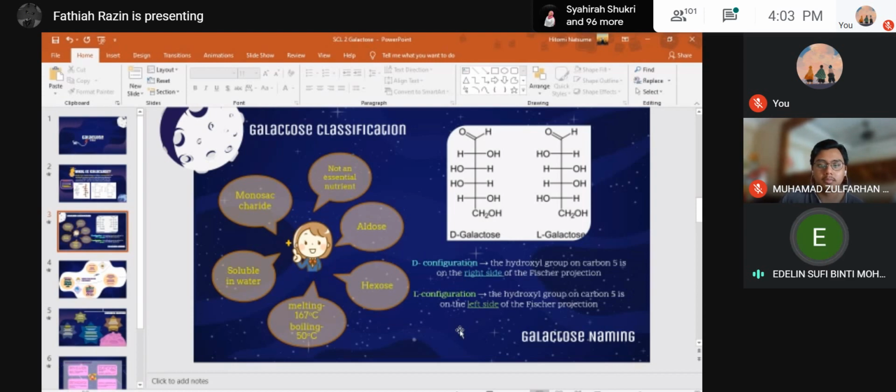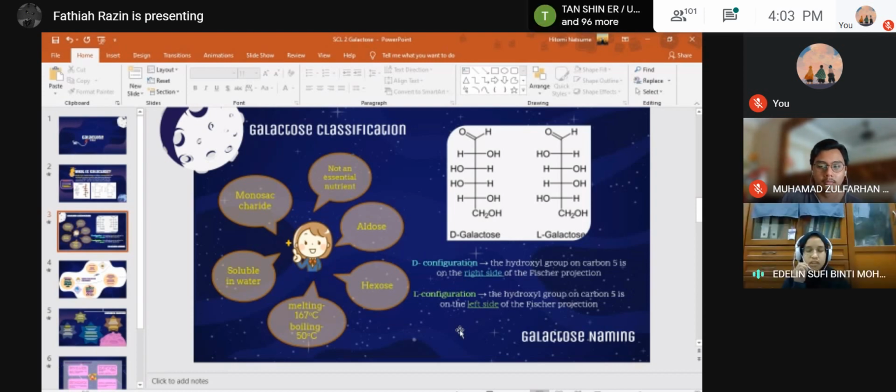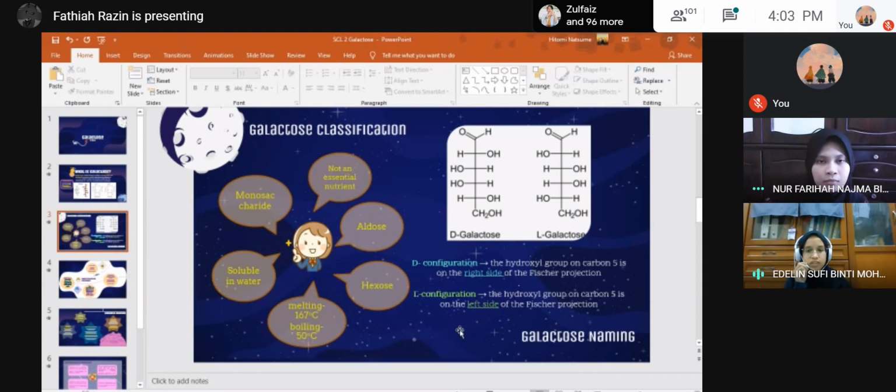Okay, next is the structure of galactose. As you can see on the right side of the slide, there are two structures, which are D-galactose and L-galactose. What is the difference between those two? For the D configuration, the hydroxyl group on carbon 5 is located on the right side of the Fischer projection, while the L configuration.